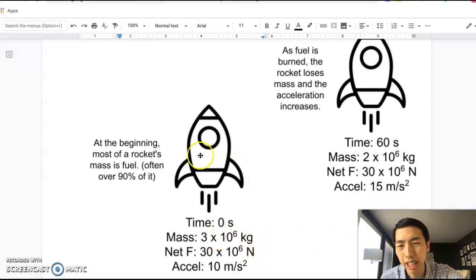So at the beginning, when it accelerates at 10, the rocket starts speeding up. And as it keeps burning fuel, it keeps accelerating, but the acceleration's higher. So it speeds up at an even faster rate. So now it's getting really, really fast as time goes on and as the rocket's getting lighter.